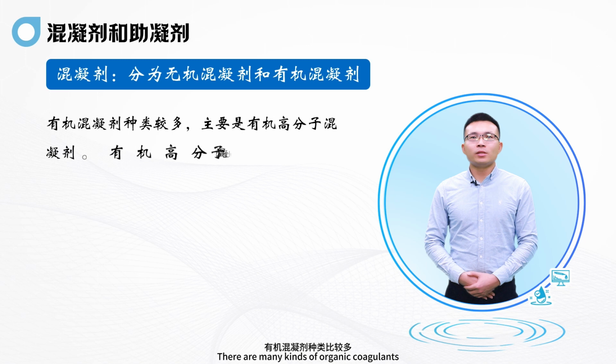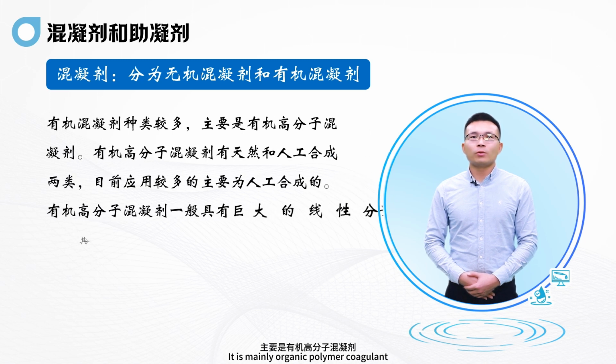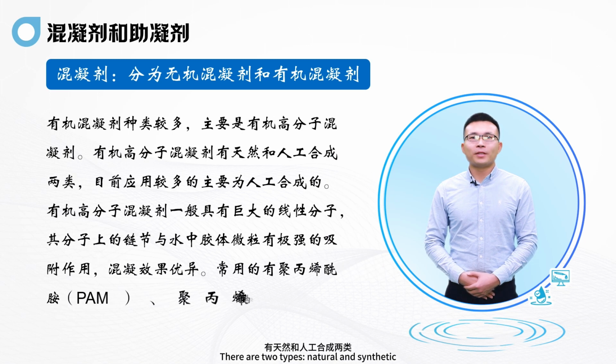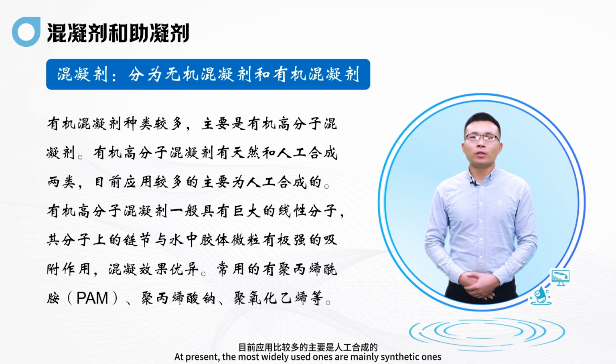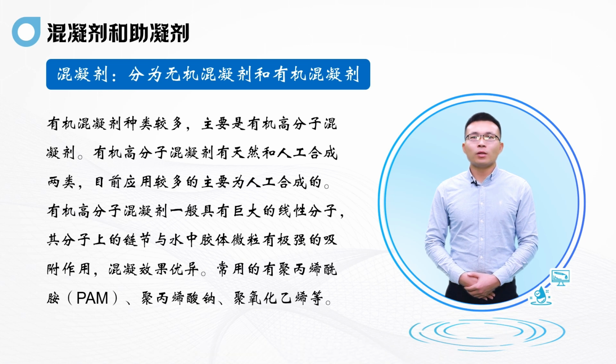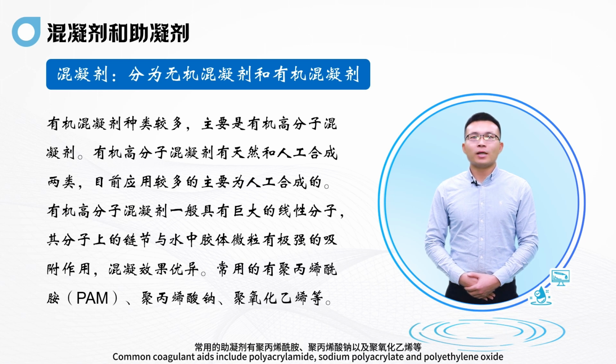There are many kinds of organic coagulants. They are mainly organic polymer coagulants. There are two types, natural and synthetic. At present, the most widely used ones are mainly synthetic ones. Organic polymer coagulants generally have huge linear molecules. Their molecular chains have strong adsorption capacity with colloidal particles in water. The coagulation effect is particularly outstanding. Common coagulant aids include polyacrylamide, sodium polyacrylate, and polyethylene oxide.